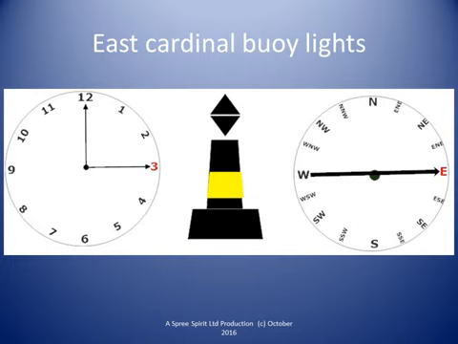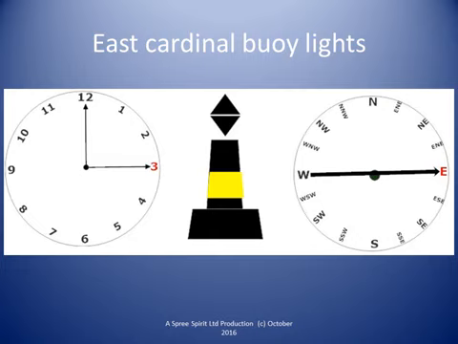To help us learn how the lights on cardinal buoys flash, let us bring in a clock to join the compass from before. We will be using the hour hand of the clock to help us. First, we take a look at east cardinal buoys. The white light on an east cardinal buoy flashes 3 times in 5 or 10 seconds.